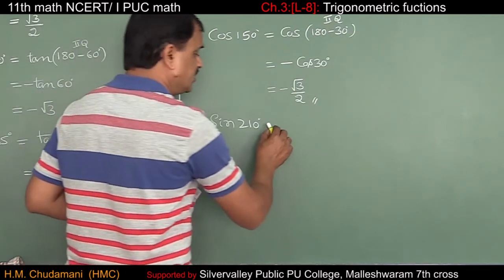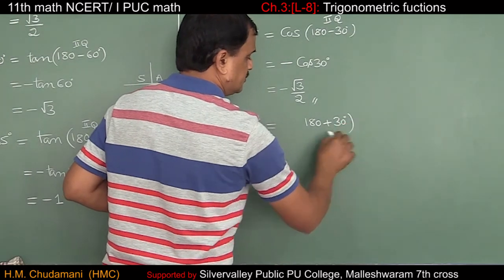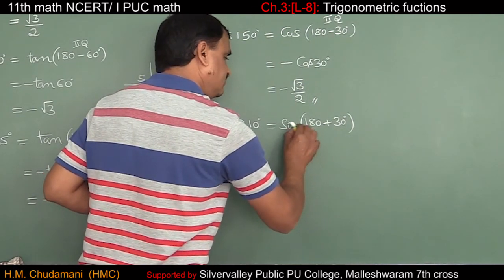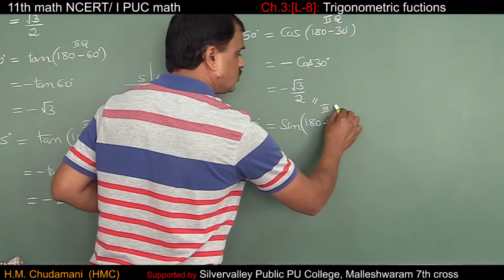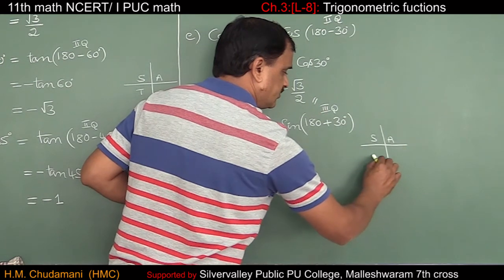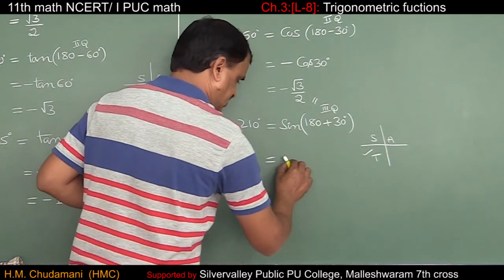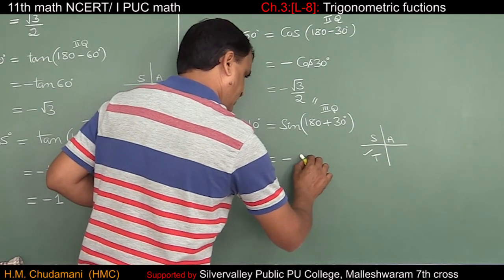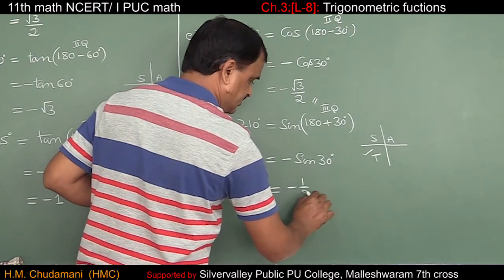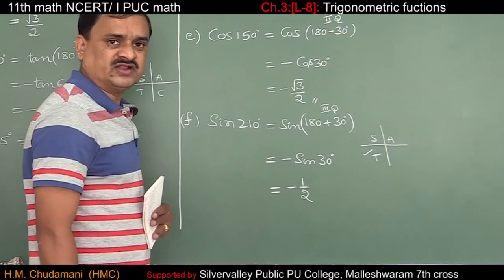Sine of 210 degree. 210 can be written as 180 plus 30. Observe, 180 plus 30 is 210. So sine of the angle, 180 plus theta is in which quadrant? 180 plus theta is the third quadrant. In the third quadrant only tan and cot are positive, whereas this is sine. That's why this should be minus sine 30 degree. Sine 30 degree is 1 by 2. That's why sine 210 can be written as minus 1 by 2.